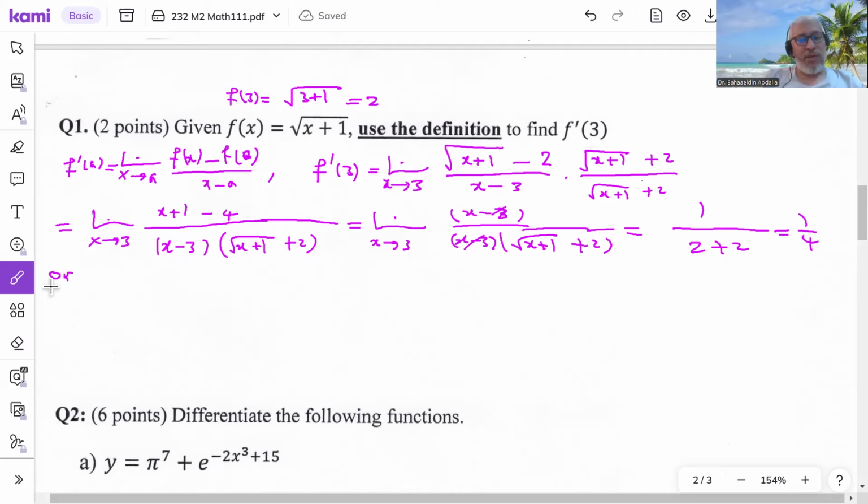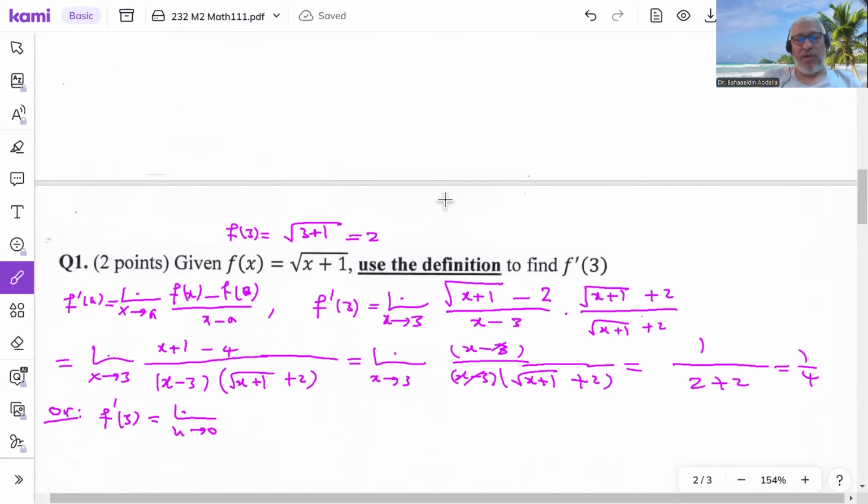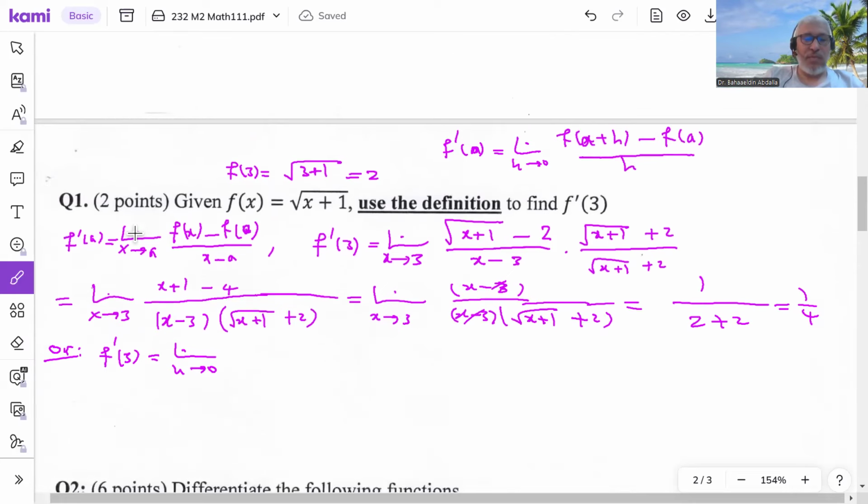Let me solve it the other way. The other way says that f prime of a is the limit when h approaches 0 of f of a plus h minus f of a over h. So now I need to find f prime of 3. So I need f of 3 plus h.